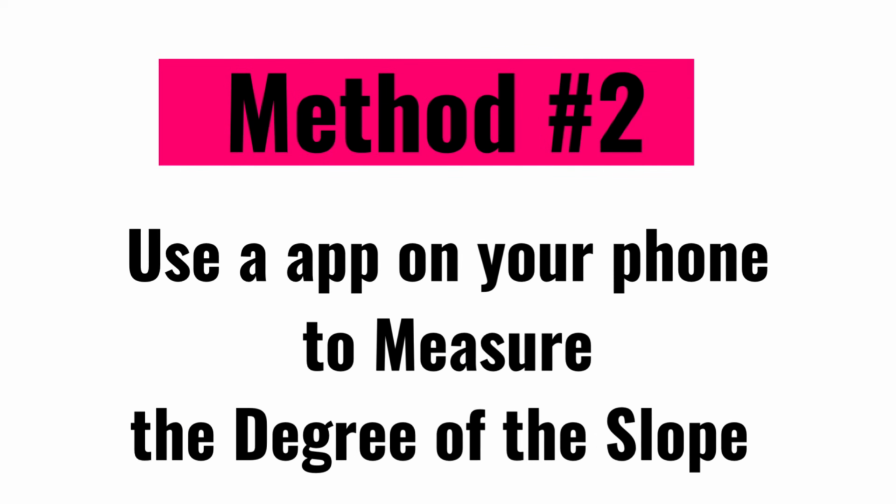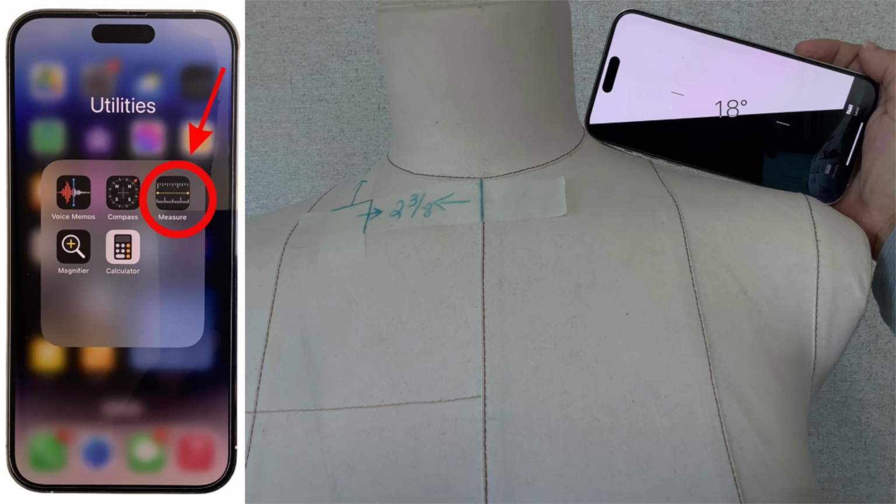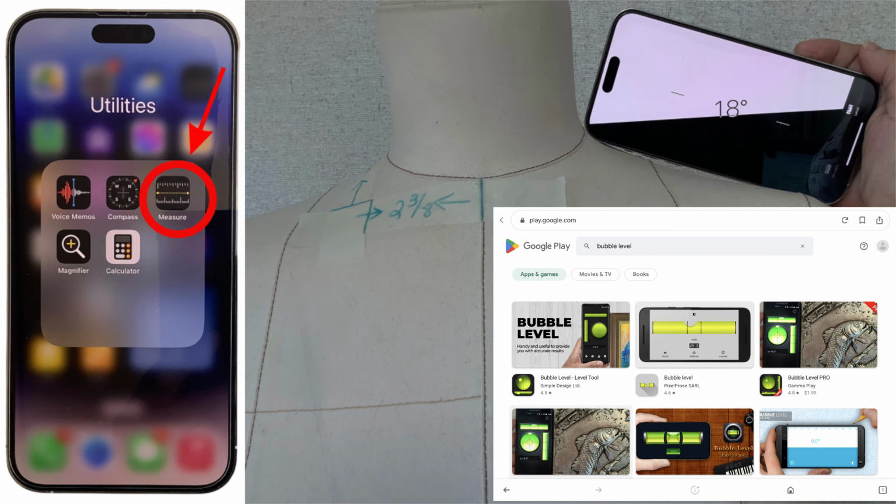For method 2, use an app on your phone to measure the degree of the slope. So I have an iPhone 14 Pro Max. This app is already on my phone. Check your iPhones. You should have it on your phone. And if you have Android, check to see if you have something similar. If not, you can go to the Google Play Store and download it. Just type in bubble level.